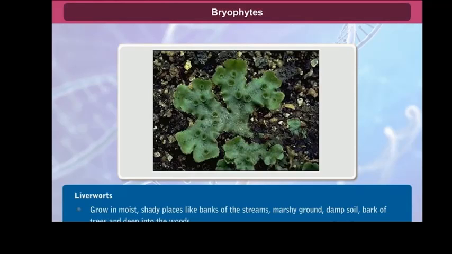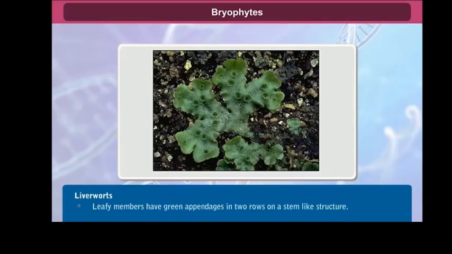Dorsoventrally, a pressed thalloid body to the substrate. Leafy members have green appendages in 2 rows on a stem-like structure. Asexual reproduction occurs by fragmentation, but also occurs by gemmae, which are green, multicellular buds developing into cup-like structures. These gemmae, on detachment, grow into new individuals.